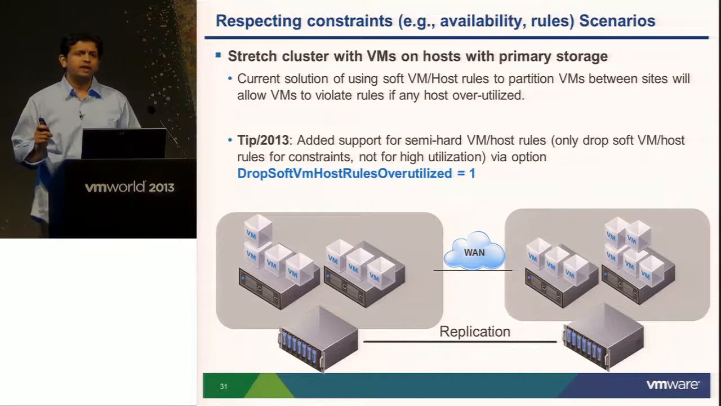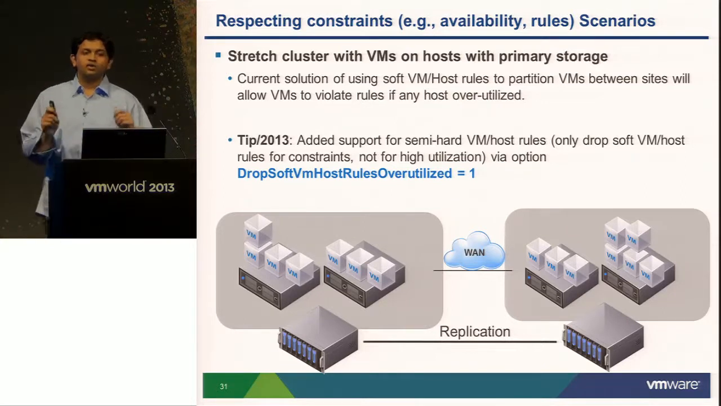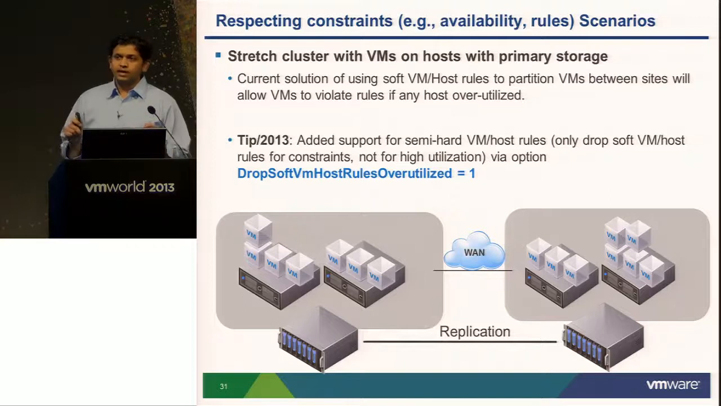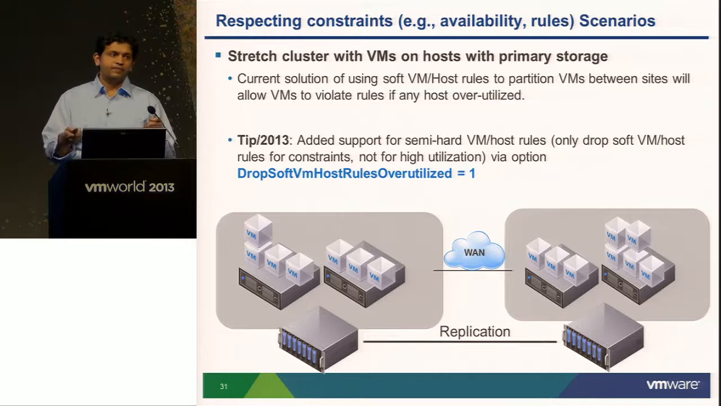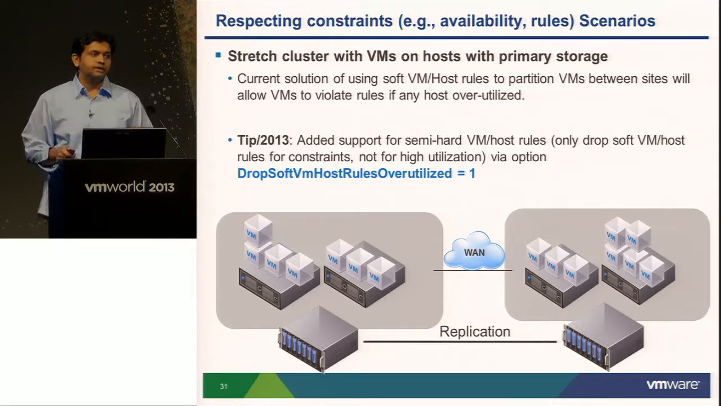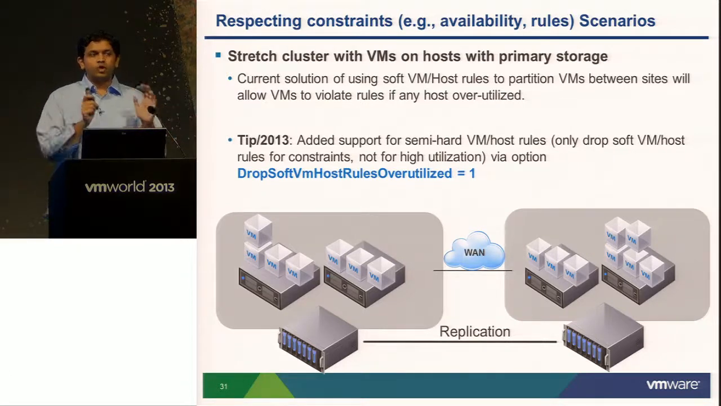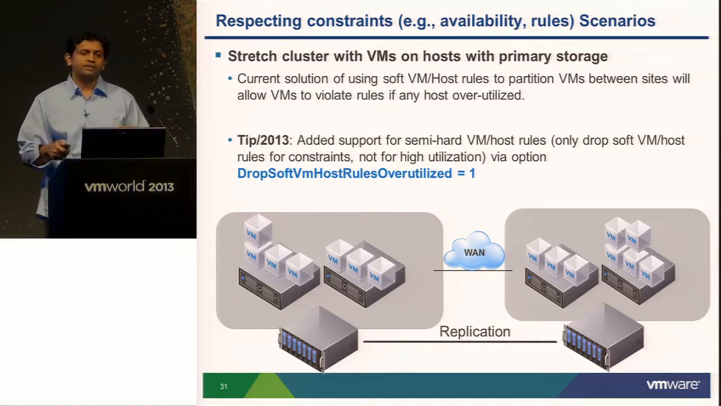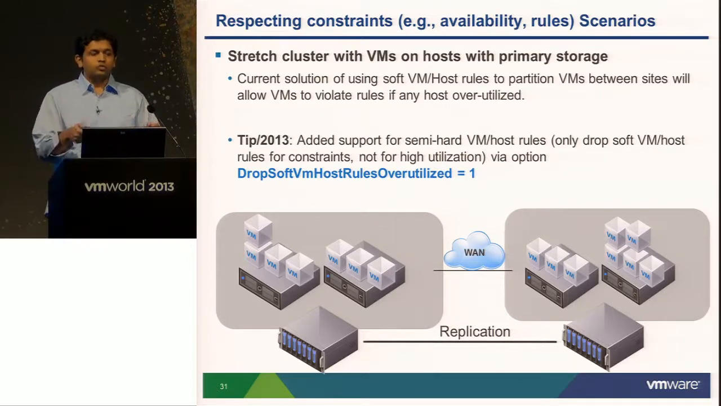In 2013, we have added an option to make the soft rules semi-hard. What this means is that when this option is set, DRS would not violate the soft affinity rule for demand to satisfy demand. Even if the VMs don't get what they want, the rule would not be dropped. But only for mandatory moves, where you have a host going down for maintenance or to satisfy some other rule, this rule would be dropped.